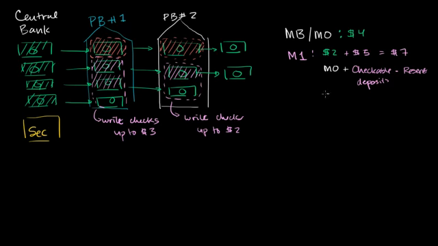M0 is $4. The checkable deposits is $5, plus the $5. And then you would want to subtract out the reserves. And the reserves here, there are $2 of the reserves. So minus $2. And you would get yourself back to the $7.